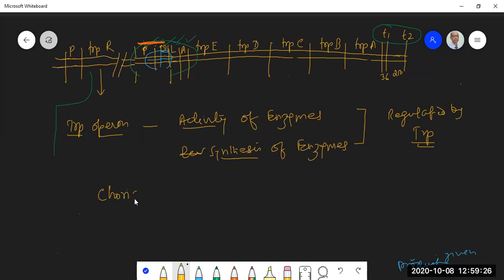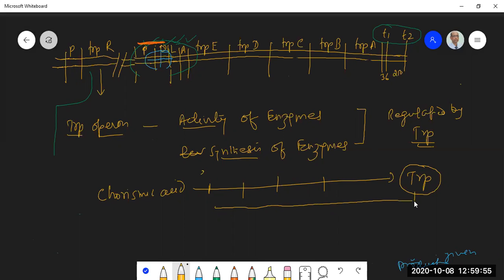Chorismic acid gets converted to tryptophan with the help of some intermediate, right? So when there is too much of tryptophan that has been synthesized endogenously, bacteria cell doesn't want any more synthesis of tryptophan. Then this tryptophan, the final product of this pathway, inhibits the first enzyme, anthranilate synthetase. Okay, that is called feedback inhibition. So we have already studied it in semester 1, feedback inhibition.